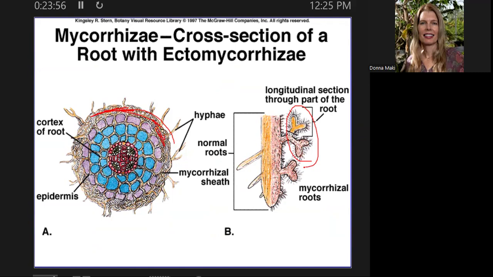So that's the root actually growing into a Y shape. They think to increase surface area. And then the fungus starts colonizing that, growing that thick mantle around that. And so you often see that pattern.